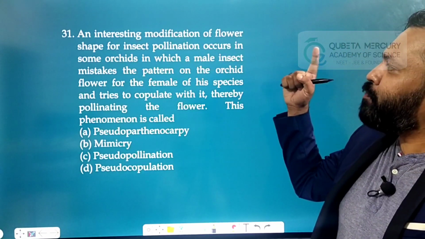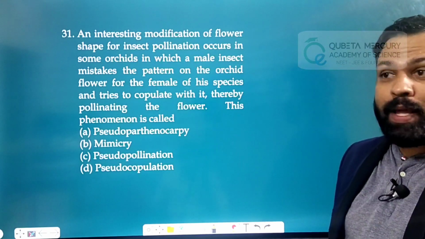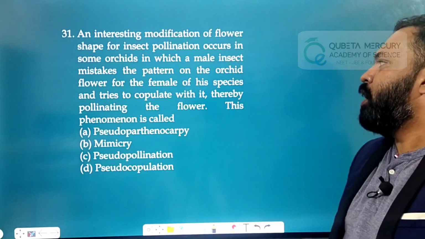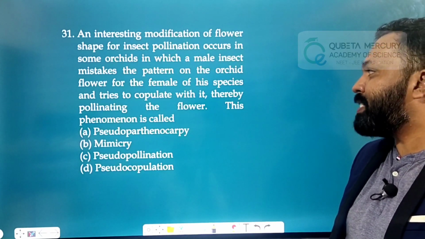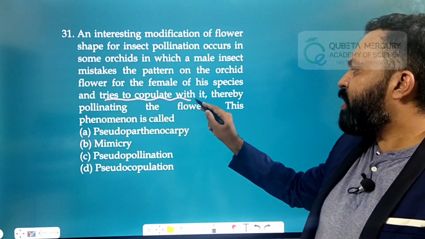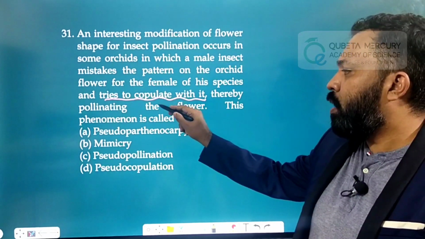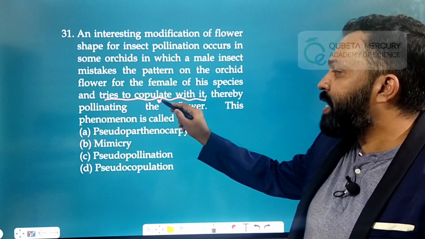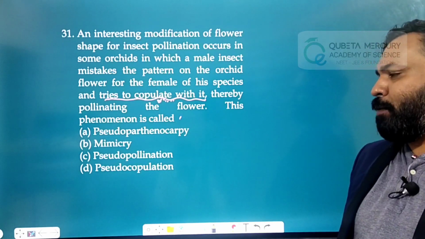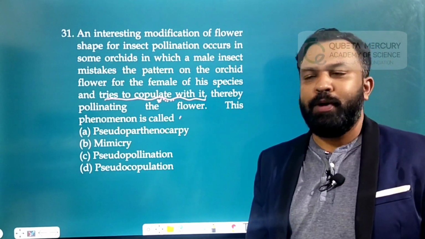An interesting modification of flower shape for insect pollination occurs in some orchids, in which a male insect mistakes the pattern on the orchid flower for the female of his species and tries to copulate with it, thereby pollinating the flower. This phenomenon is called, we are asked with the question, tries to copulate with it. That is the question. Options: pseudo-parthenocarpy, mimicry, pseudo-pollination, and pseudo-copulation.